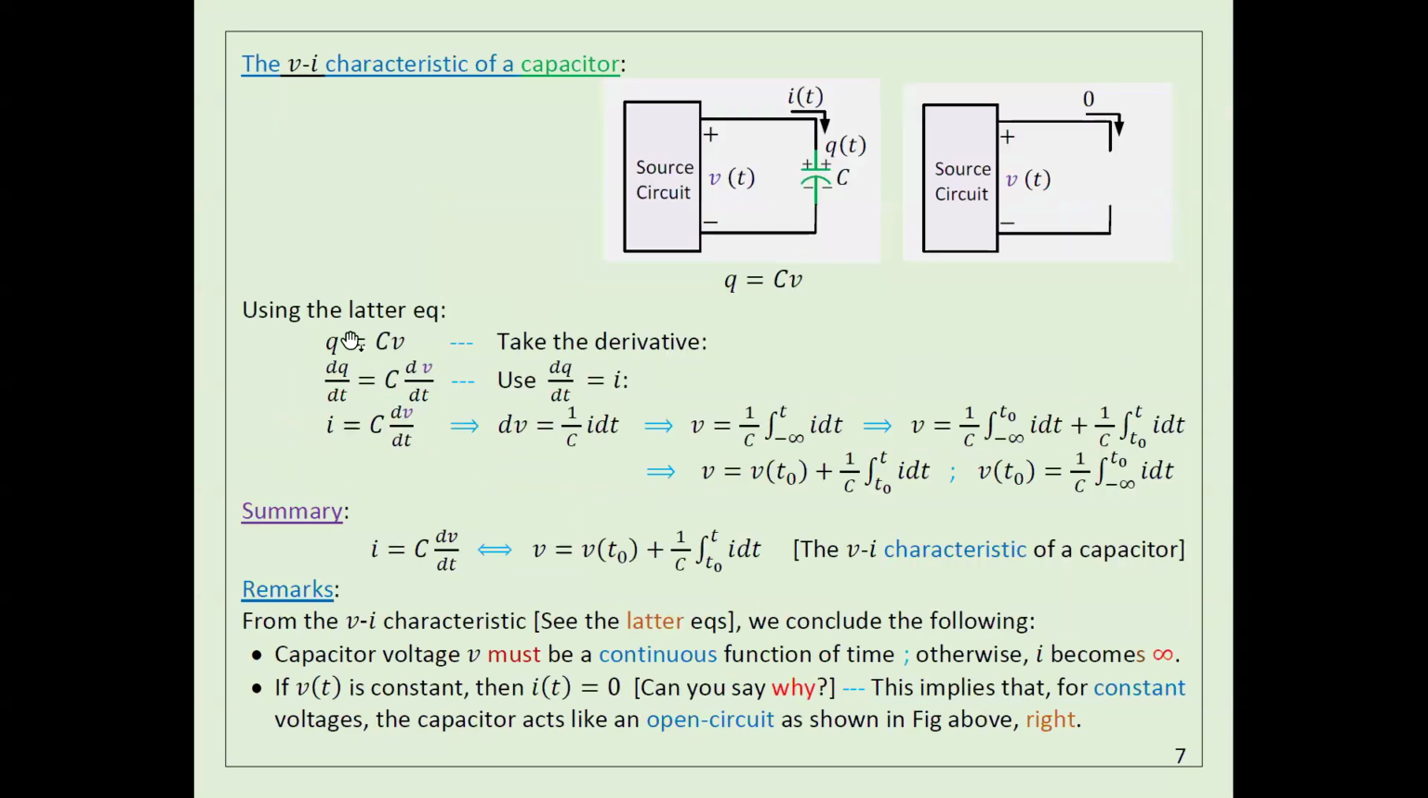So I'm going to derive this relation using the first one. Here Q equals CV. If I calculate the derivative of both sides, dq by dt, which is I. You know from this course, dq by dt is I, should equal, if C is constant, that's why I can take it out. If you calculate the derivative of this part, because C is constant, I can take it out. So C dV by dt.